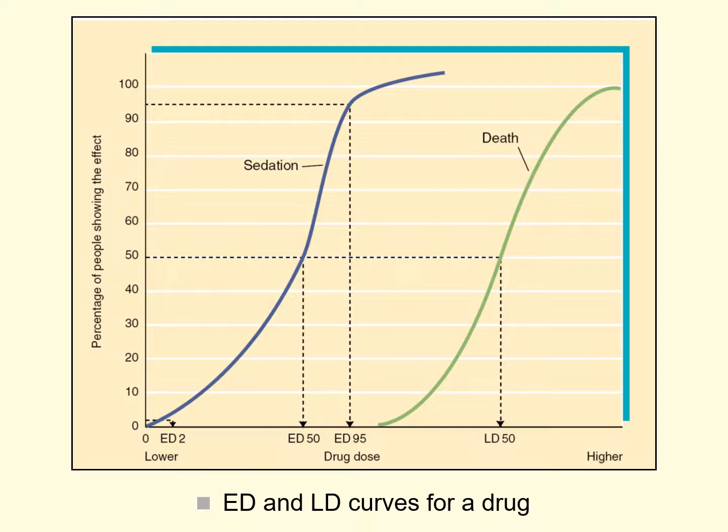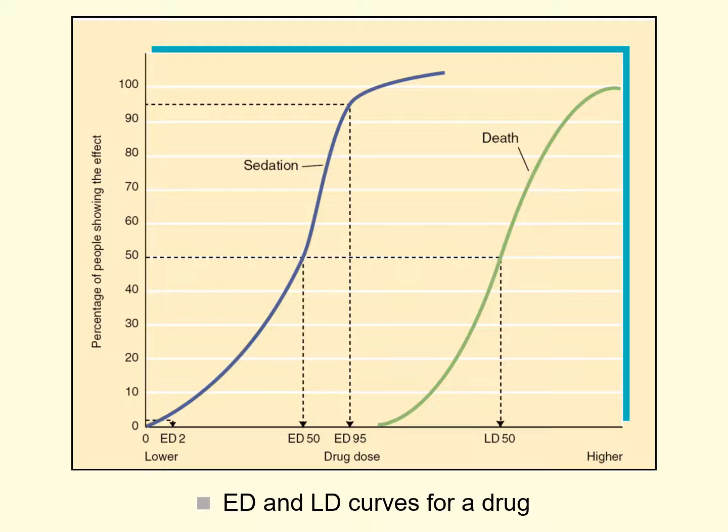So here is the effective dose curve and the lethal dose curve, respectively ED and LD, for one drug. And you can imagine that this drug is some sort of a sedative. It's a drug to calm people down or maybe even put them to sleep, like a sleeping pill. And you can see here for the blue line, as you walk from a relatively low dose to a relatively higher dose, you hit some markers on your x-axis.